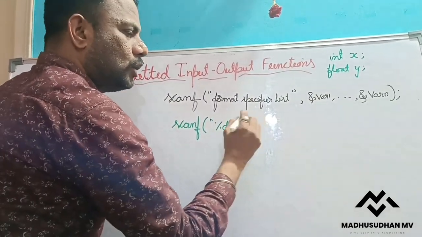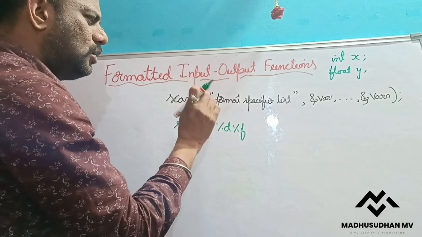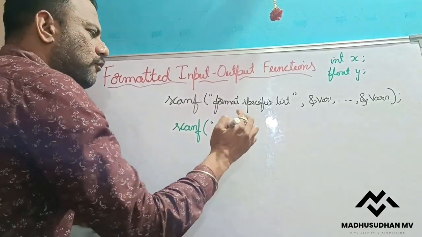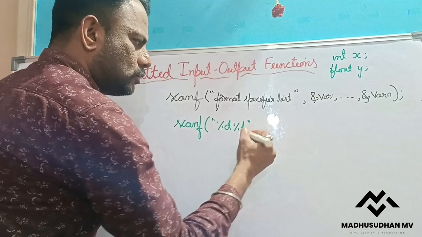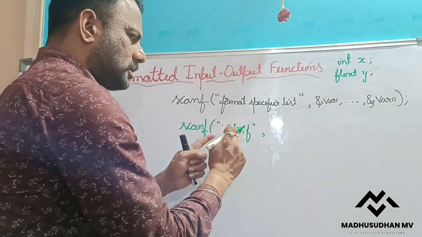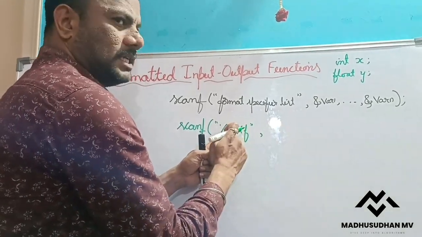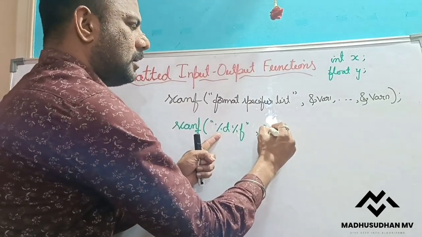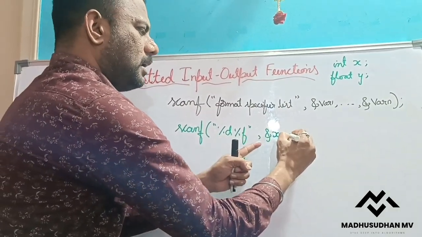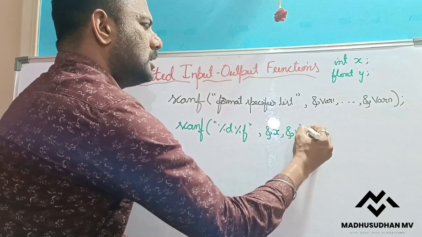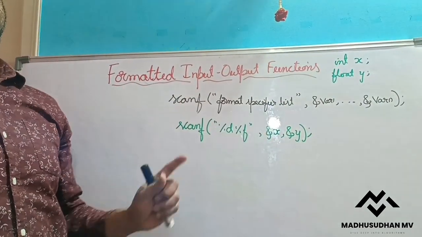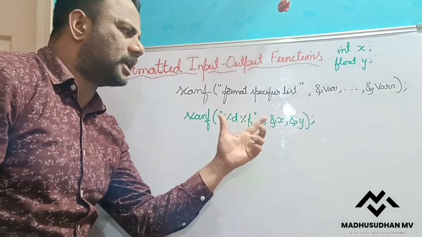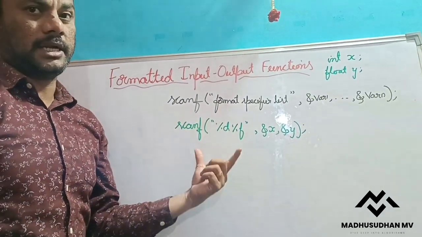Don't write slashes or anything else other than the format specifier list within the double quotes. Then a comma. The first specifier %d is for the integer variable x, so ampersand of x, and then comma, ampersand of y. This is how to read 2 values. Now the next question you can ask me: can we interchange? Yes, you can interchange.